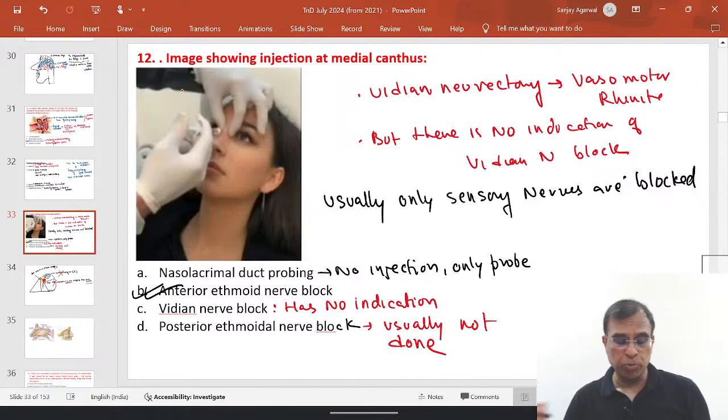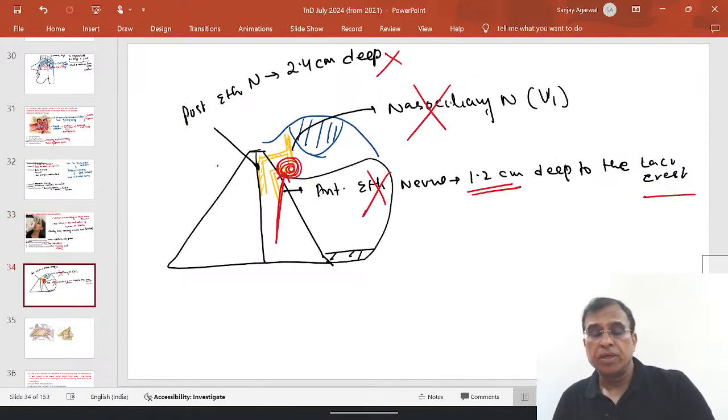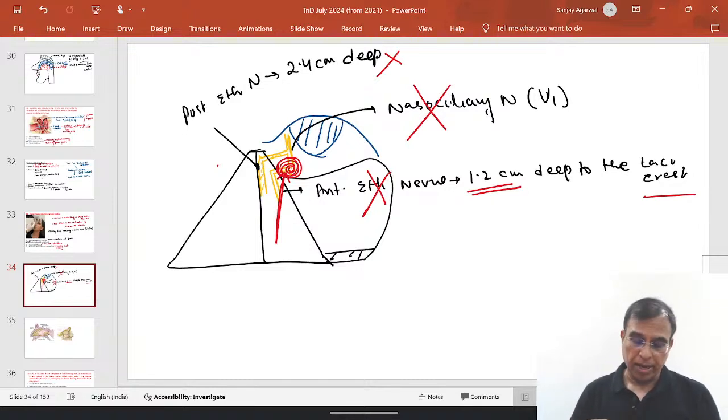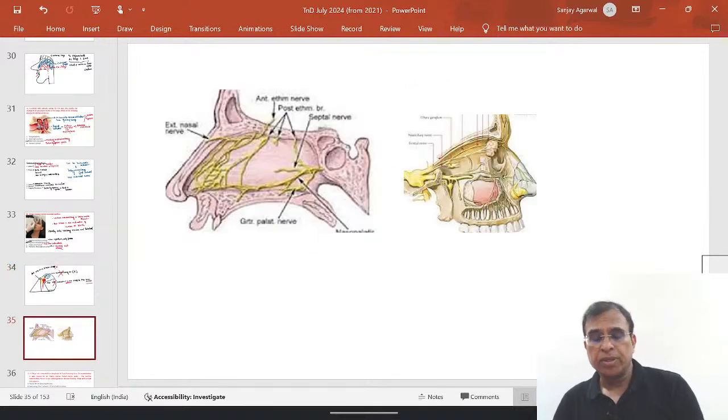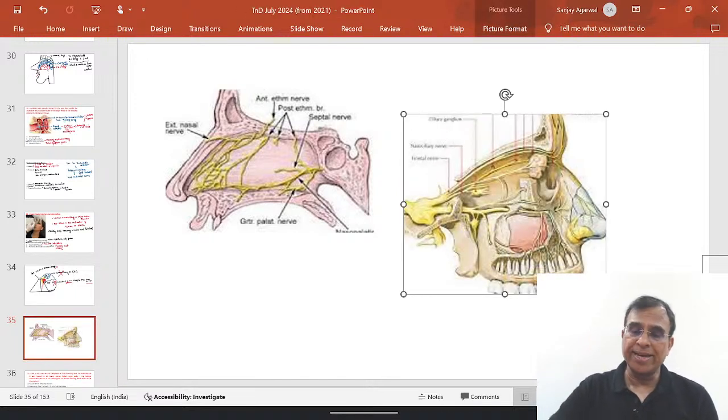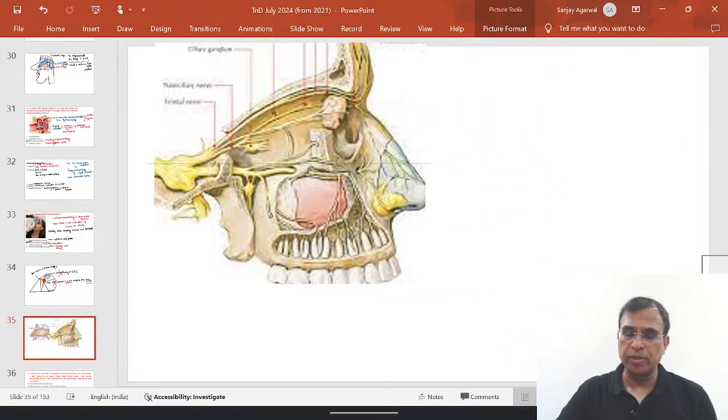Okay, I hope this will clarify your doubts that you are trying to raise, right? And this is the image trying to show you. Look at the second image, this one.